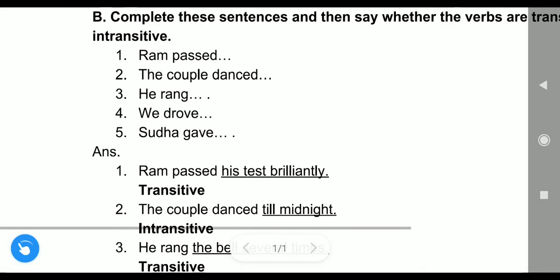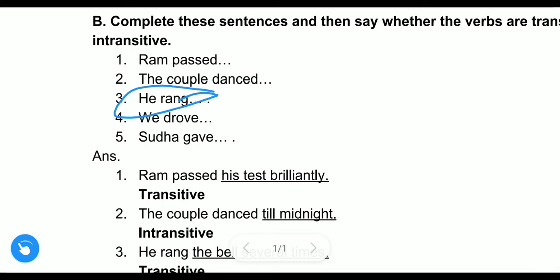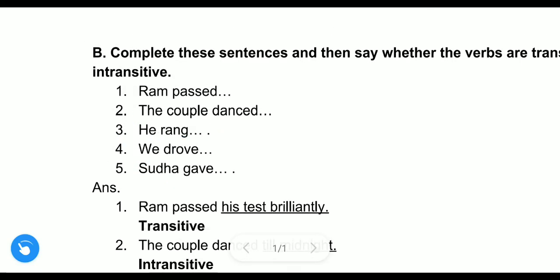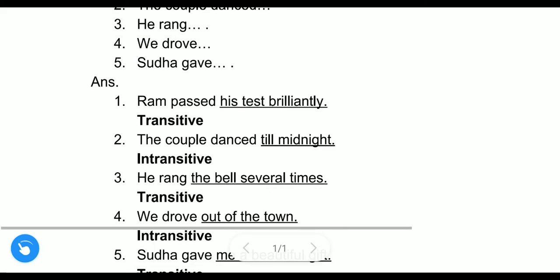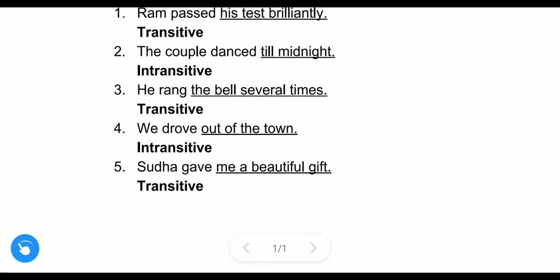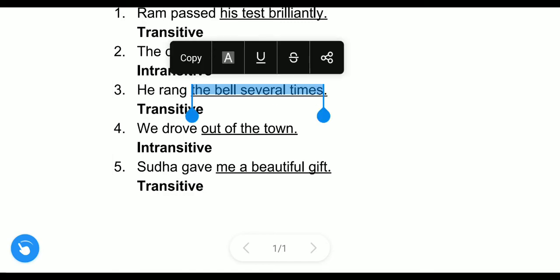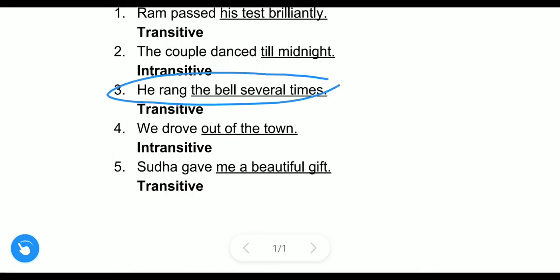So let us discuss this incomplete example. Okay, he rang. So how will you complete this sentence? Rang is the past tense of ring. So you can say he rang the bell. Okay, so see, I have completed it here. He rang the bell several times. So this sentence is completed.